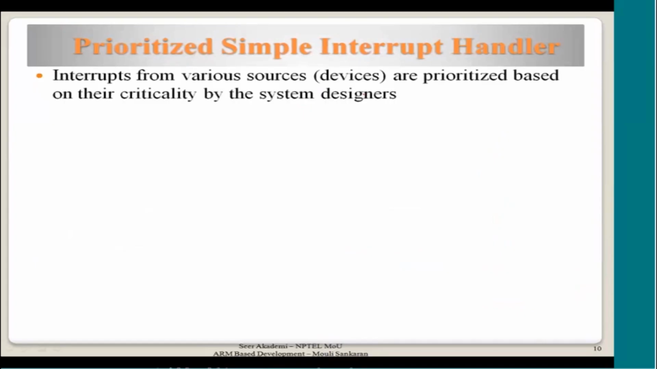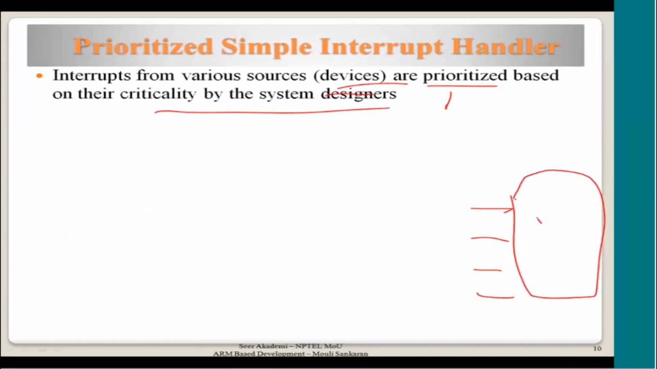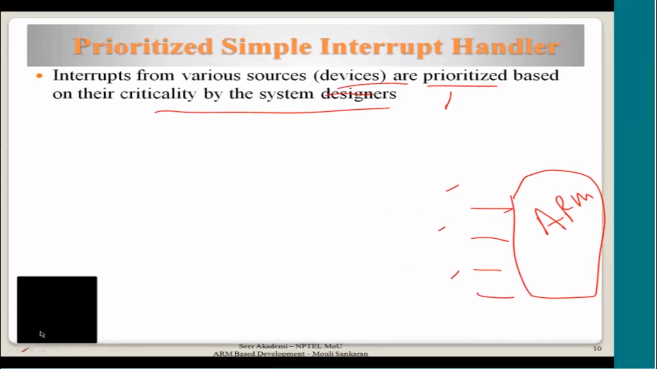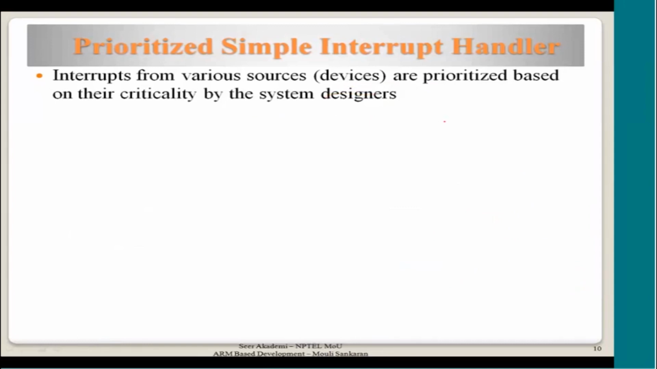I am going to give you an example of this, just highlighting the major points. Interrupts from various sources, meaning various devices, are prioritized based on their criticality by the system designer. This priority is different from the priority I mentioned for reset, FIQ, IRQ, and data aborts. That is the priority provided by ARM to different kinds of exceptions and interrupts. That is different from the priority among the different devices coming to a particular input like IRQ. So we are talking about a second level of priority.